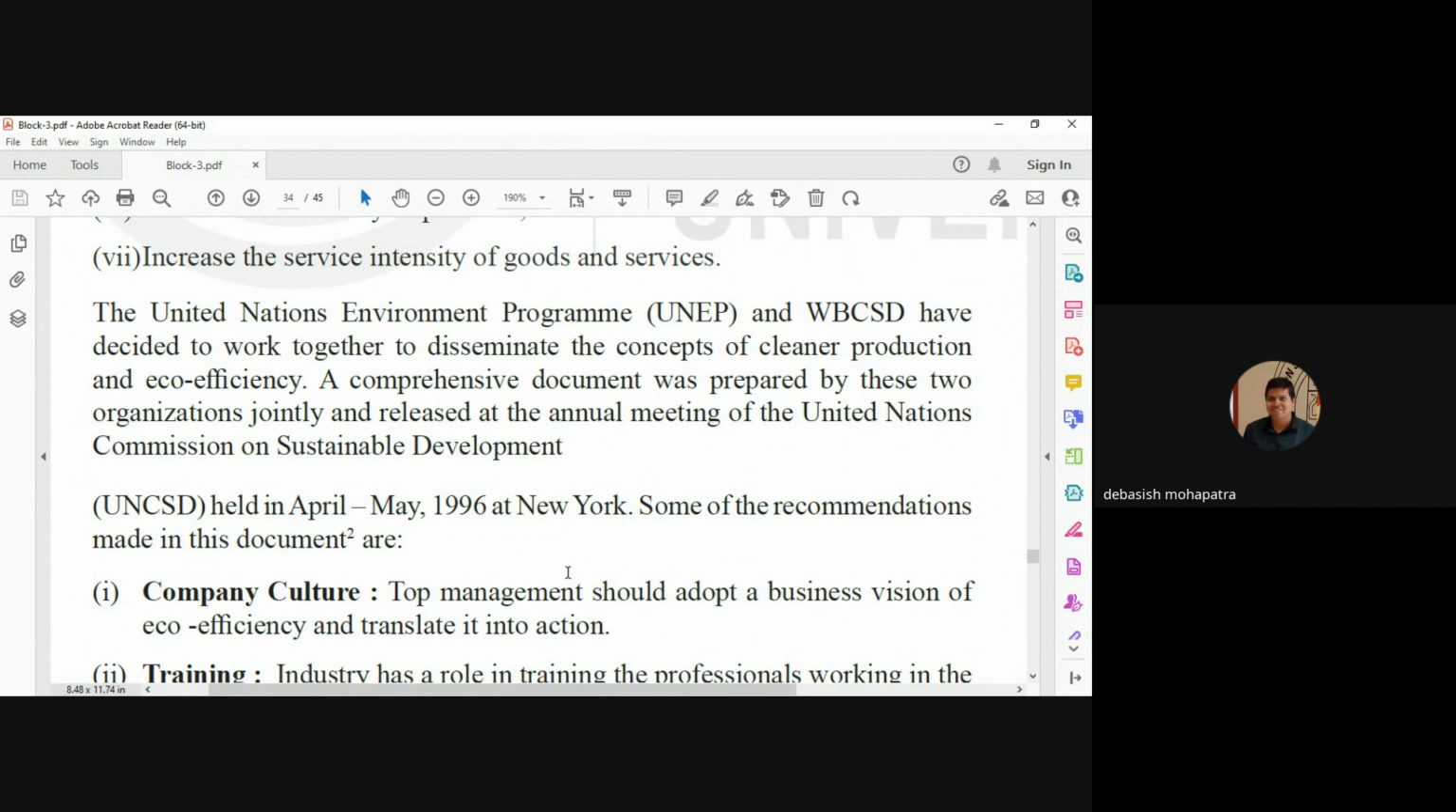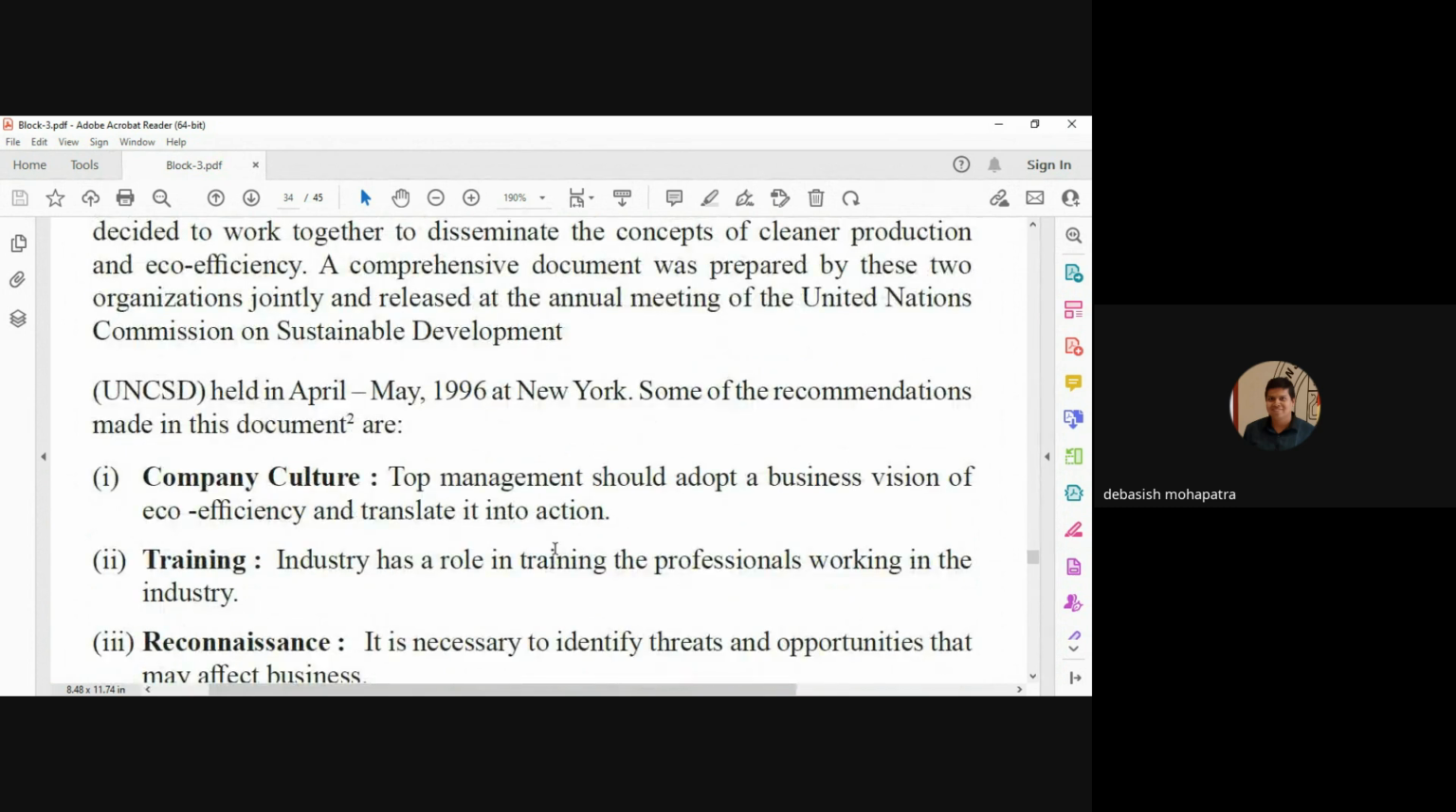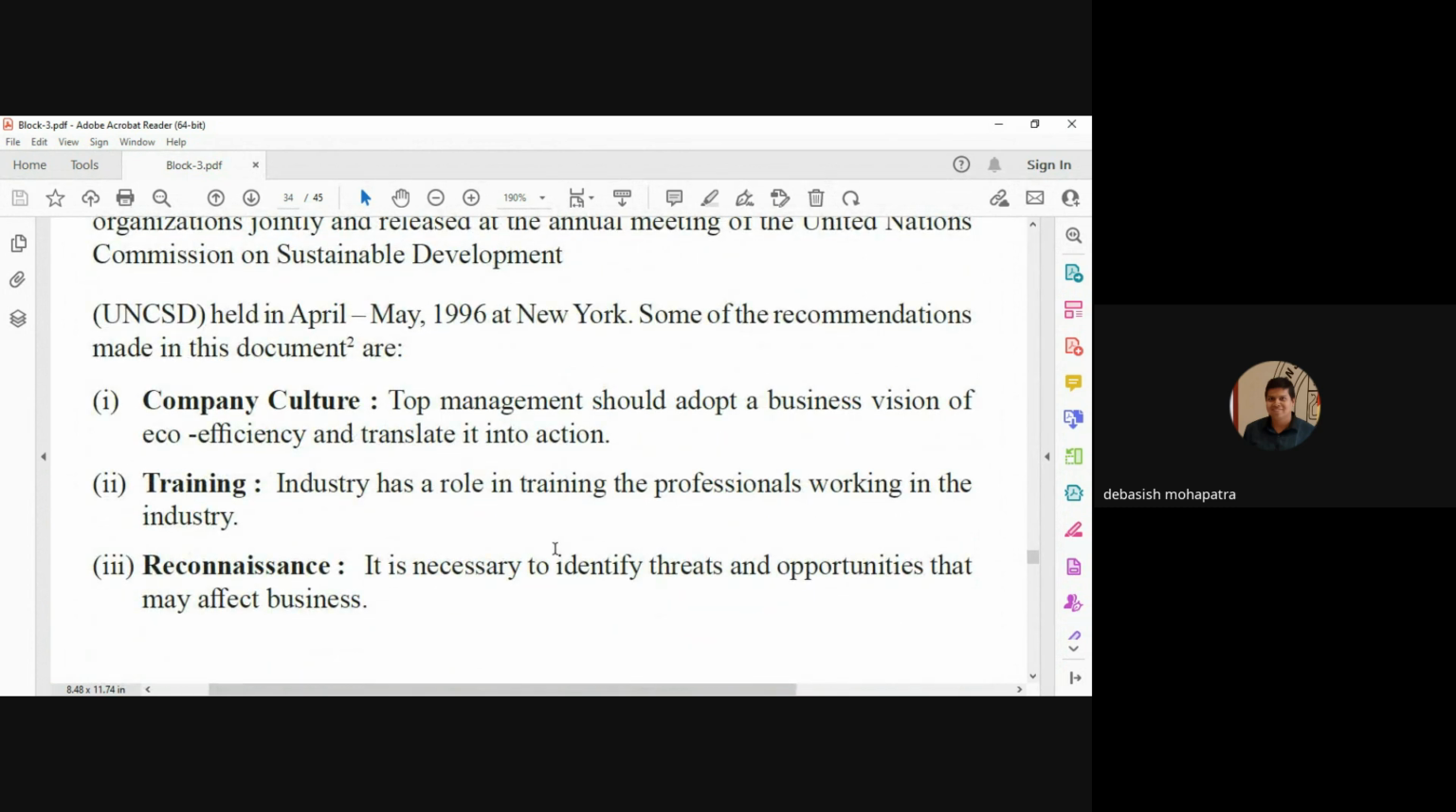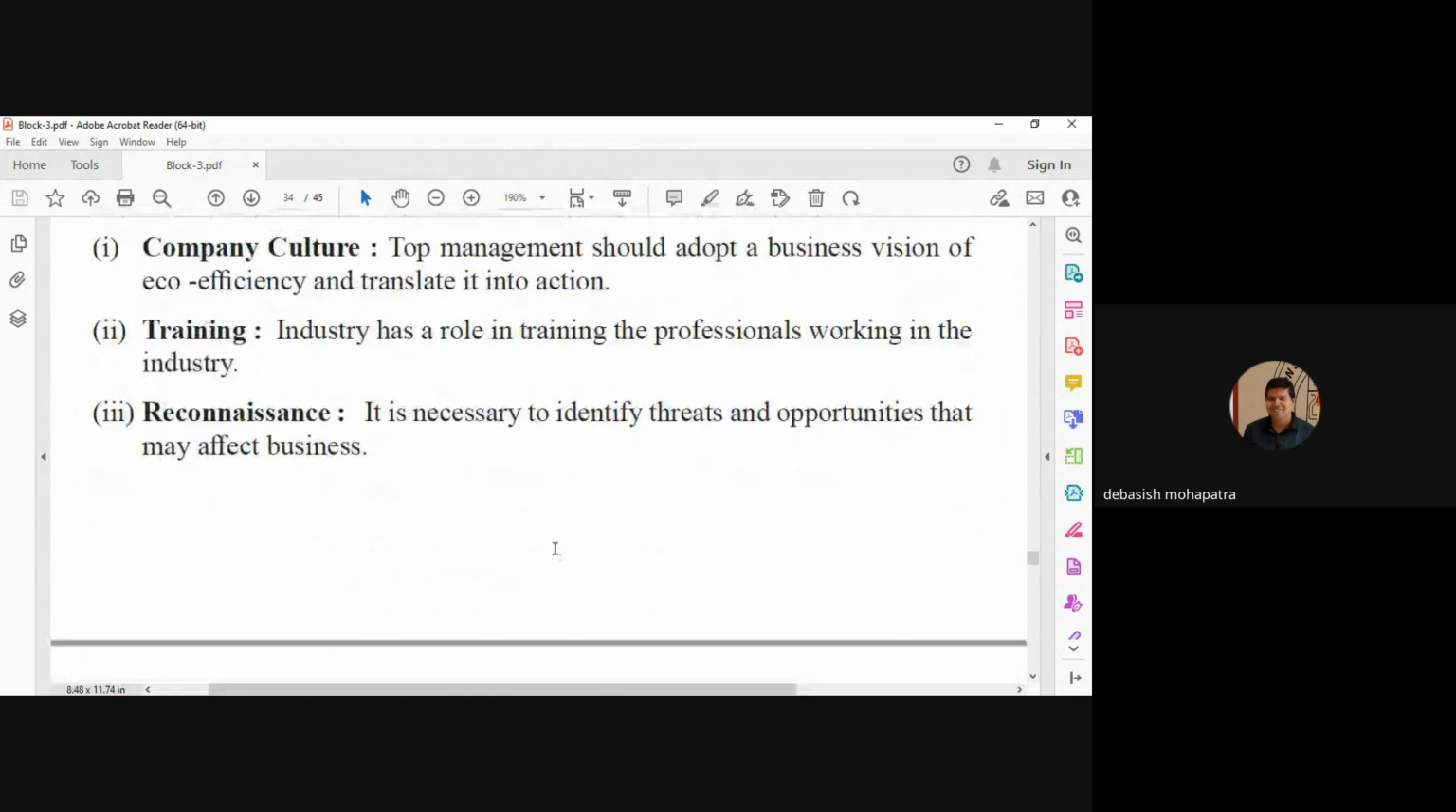A comprehensive document was prepared by these two organizations jointly and released at the annual meeting of the United Nations Commission on Sustainability. First is company culture. Top management should adopt a business vision of eco-efficiency and translate it into action. Training. Industries have a role in training the professionals working in the industry. Reconnaissance. It is necessary to identify threats and opportunities that may affect business.